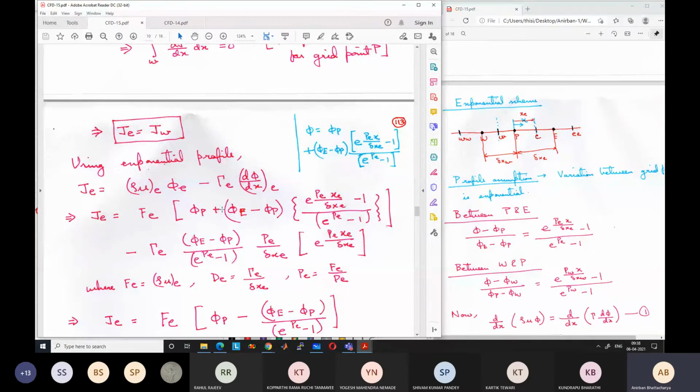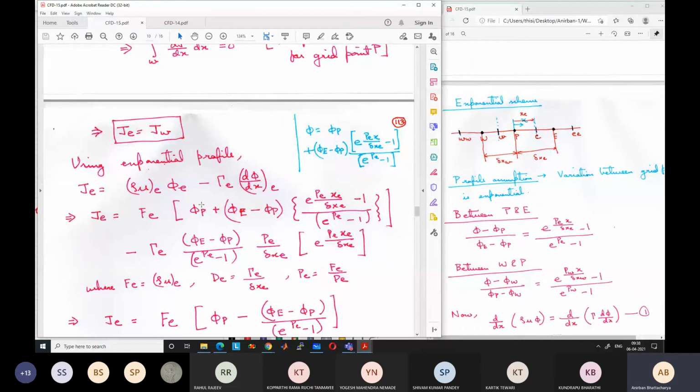Unfortunately, I cannot show you on a board here. Otherwise, it would have been easier. So phi p plus (phi minus phi p) into (e to the power p xe by delta xc minus 1) by (e to the power p minus 1). Okay, this is for the advective term.